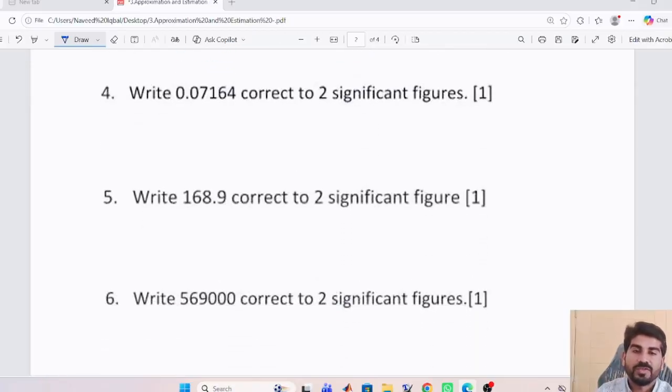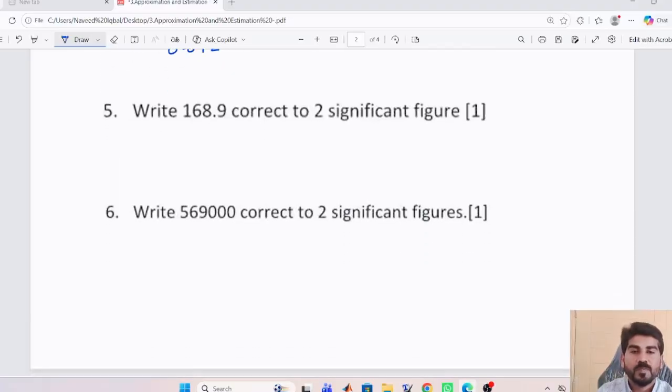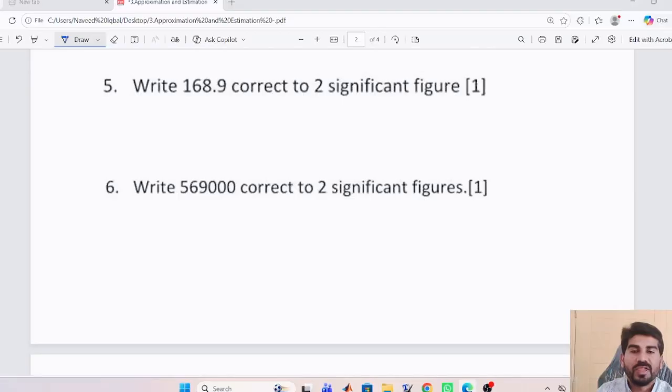Next is question number 4, 0.07162 correct to 2 significant figures. Again, we can see this is the first significant figure and this is the second significant figure. We have to see what the next value is. The next value is 6, so we have to add 1 to the second significant figure. There will be 7 and 2, and the 0 will remain as it is. So 0.072. There are 2 significant figures here, and this is the approximated value. Now question number 5 is 168.9 correct to 2 significant figures.